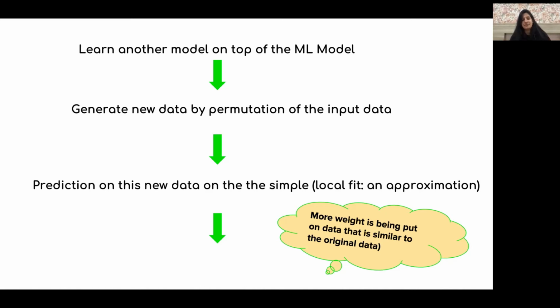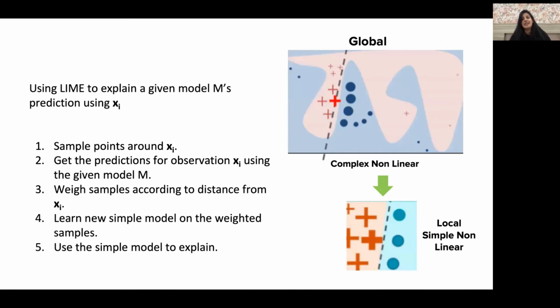Now, what essentially we are doing is that if you look at this graph, this is a global, complex, non-linear explanation, right? What we're trying to understand is a local view, which is very simple and linear. So what we see is how these two are clearly demarcated.